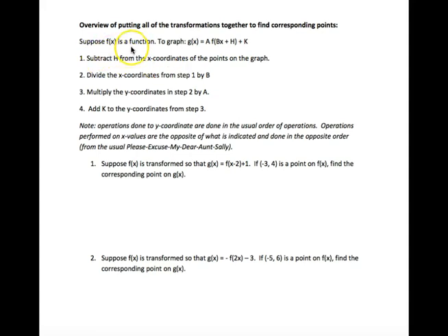Suppose f of x is a function. Now what we're graphing is this. Notice that I've used some of the same letters that you're accustomed to from Algebra 2. What we have here is a times the function, and then on the inside we've got b times x plus h, plus k.